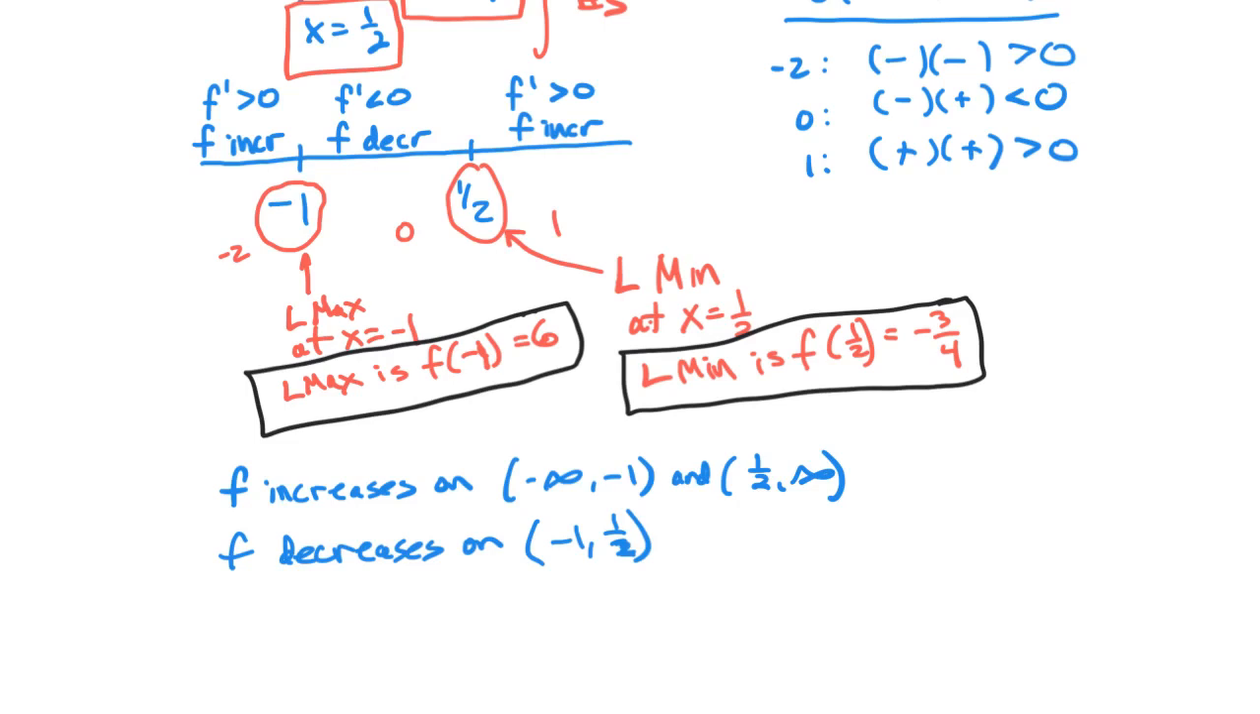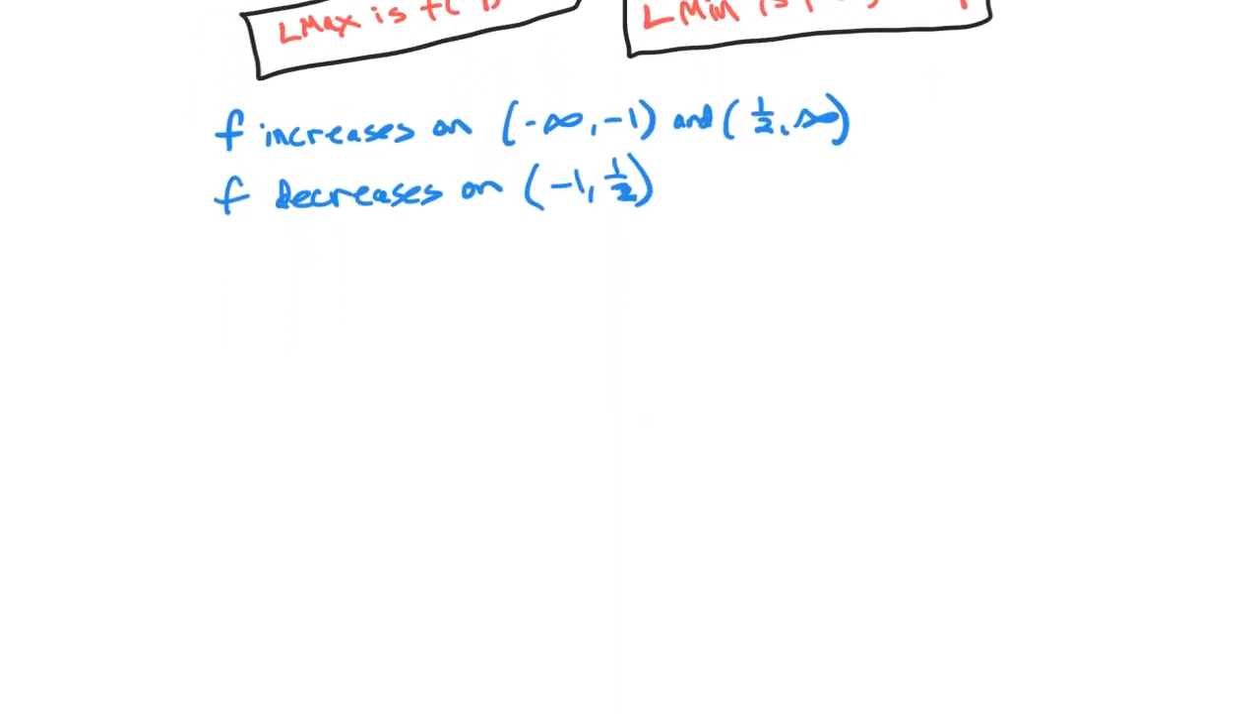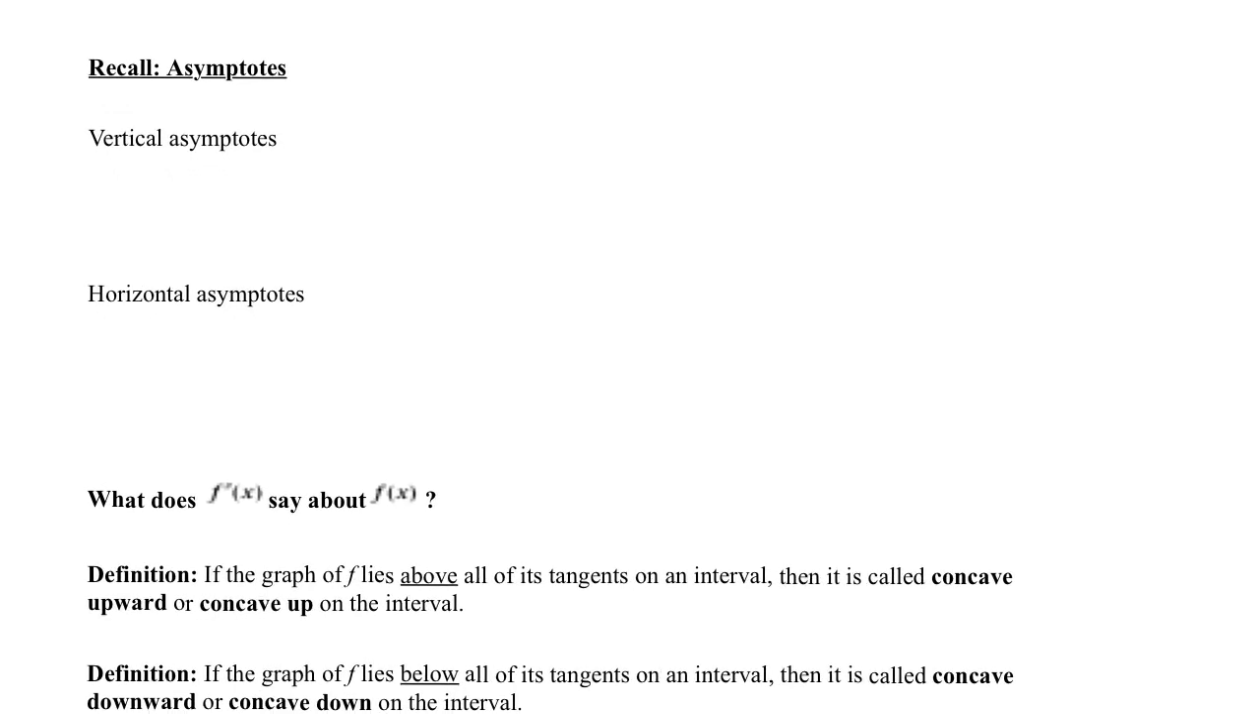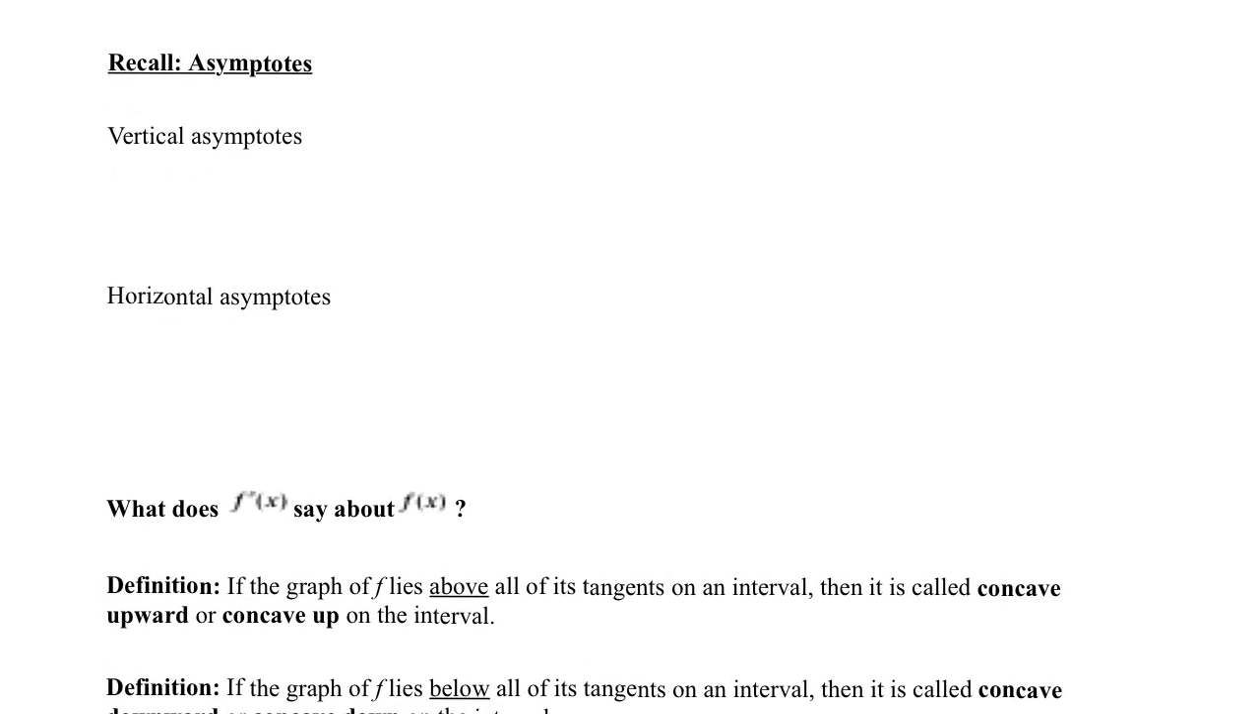So let's move on here and talk about asymptotes. With these asymptotes, first remember that these are lines. Asymptotes are lines. So they're going to be like x equals a, which would be a vertical asymptote, or y equals b, which would be a horizontal asymptote.